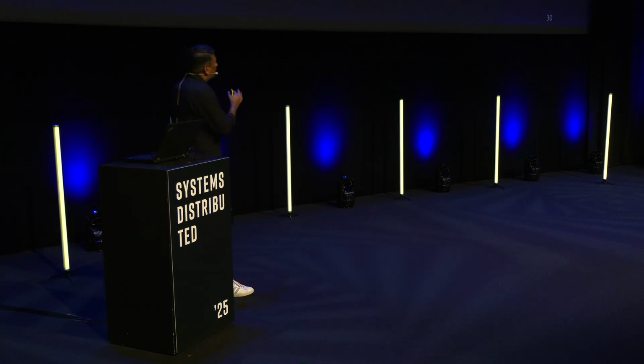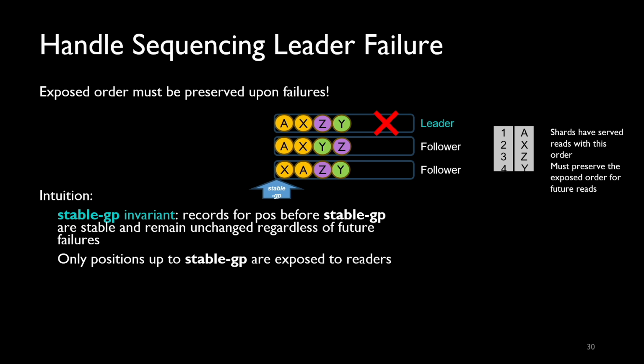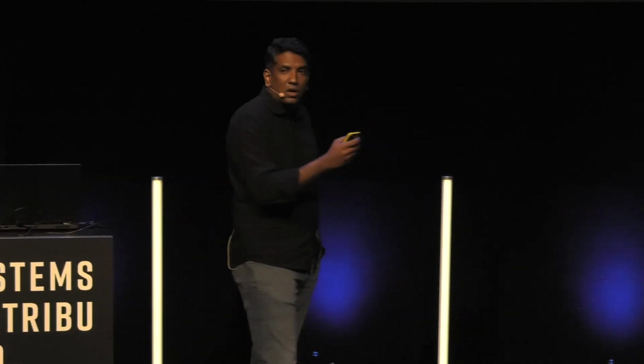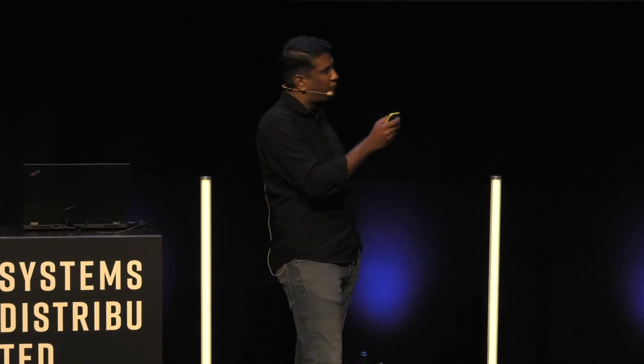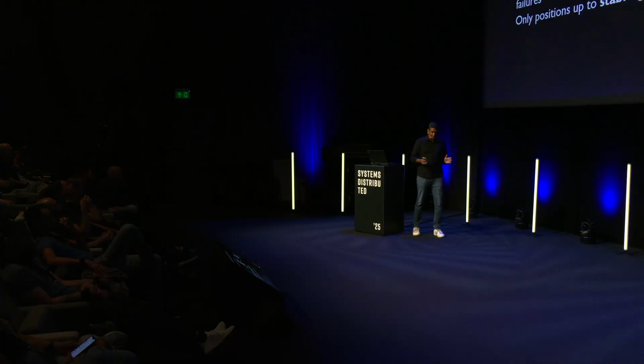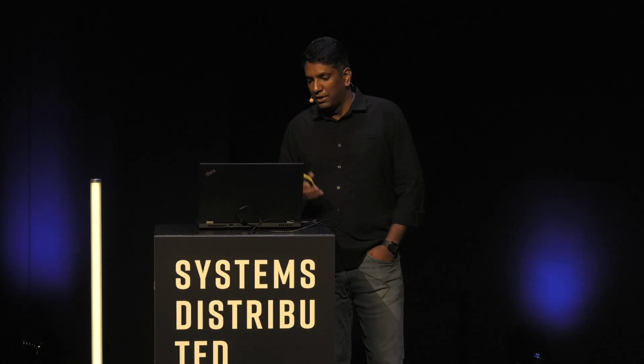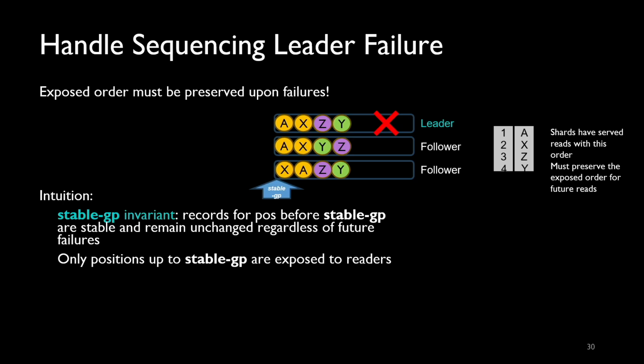And here is the key invariant, if you like proofs, which actually holds the protocol together. We call it the stable global position invariant, which essentially means that records before the stable GP are the ones that are stable in the system, which means their order is guaranteed not to change even in the face of leader failures. It is guaranteed that this order will remain unchanged regardless of future leader failures. The shards are supposed to serve reads only up to the stable GP.